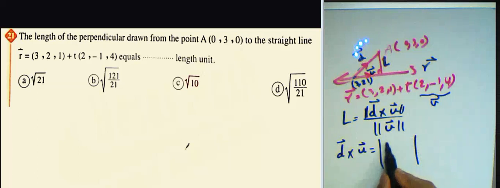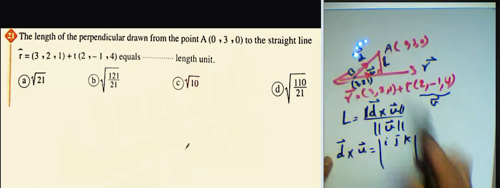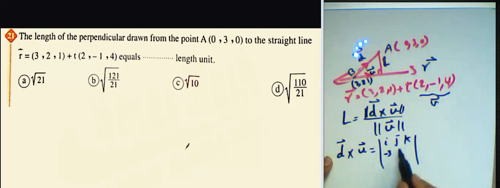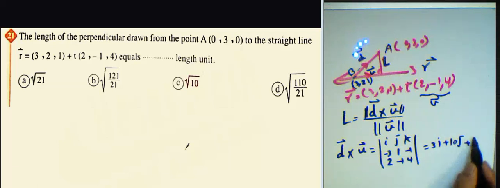Right here, i, j and k. D is the difference between A and the point B: 0 minus 3 equals -3, 3 minus 2 equals 1, 0 minus 1 equals -1. And U here is 2, -1 and 4. We can find the result. It will be 3i plus 10j plus k, so 3, 10 and 1.